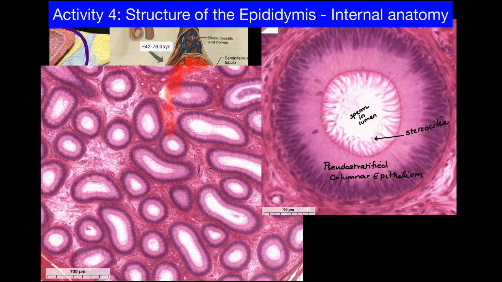And all of these sperm then travel down to the tail of the epididymis for storage until ejaculation, and then they follow the pathway, picking up all the other components of the seminal fluid that we already discussed in the accessory glands.